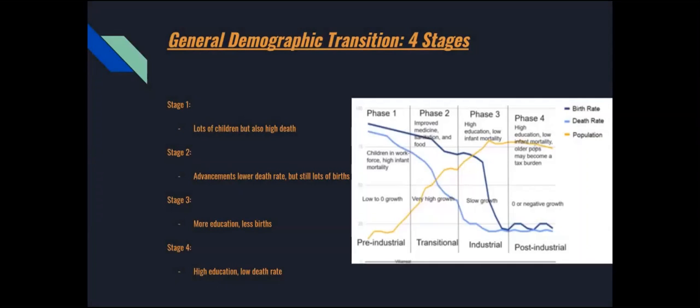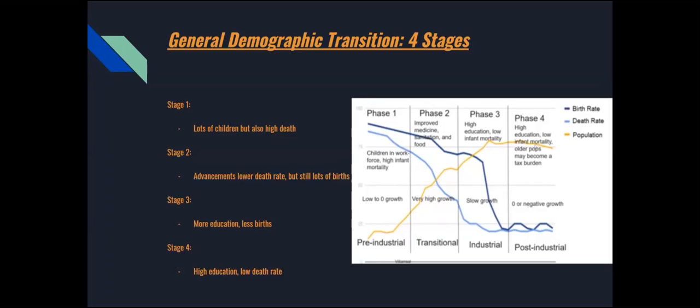So when you look at this, the picture shows the characteristics of each phase fairly well. In stage 1, you have lots of children, but also a high death rate because of children in the workforce and high mortality rate in infants. And because this balances out, there's really not going to be a lot of population growth. However, in stage 2, there's going to be advancements that lower the death rate, but there's still going to be a lot of births. So because there's less people dying, but still a large amount of newborns, you're going to have a very high population growth.